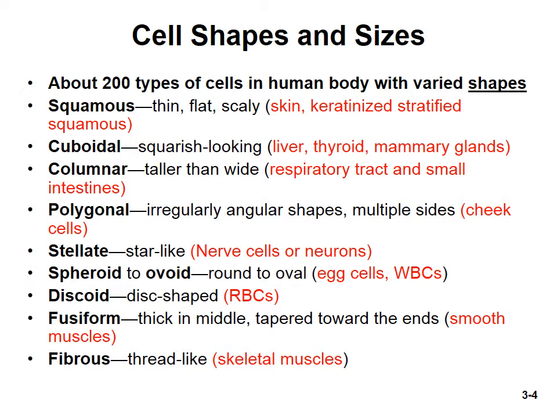Cuboidal, squarish looking. This one is found in your liver, your thyroid, your mammary glands. It's found in the bronchioles, and it's also found in your kidneys. The columnar cells, simply, are taller than wide. We can often find this one in the tissue in the fallopian tubes of females, or the uterine tubes. Because of the cilia on top, ciliated columnar provides the sweeping motion to move the egg. Once the egg is released from the ovary, it's going to move it, and it can actually move the embryo down to the uterus as well. So that is columnar.